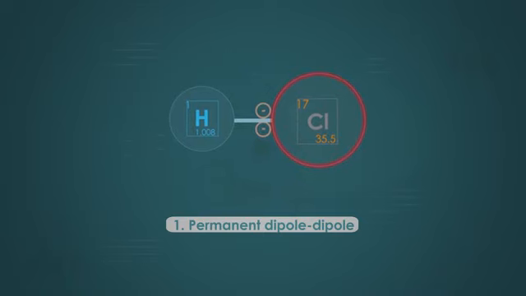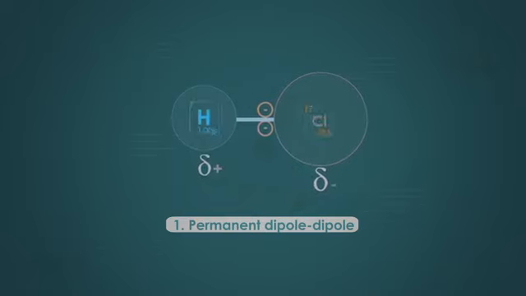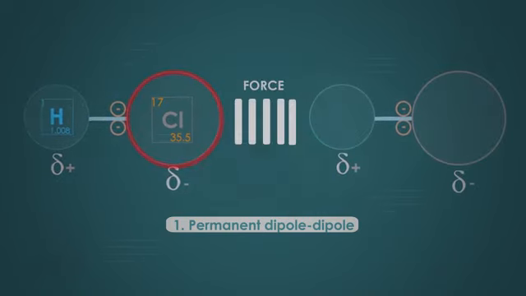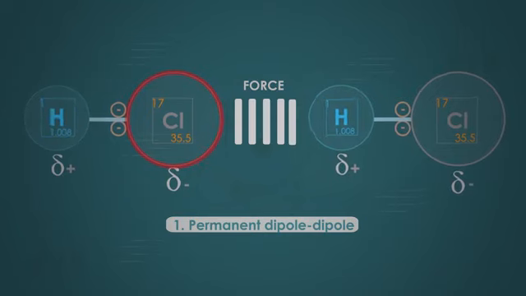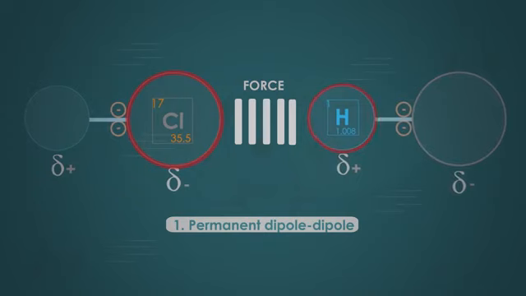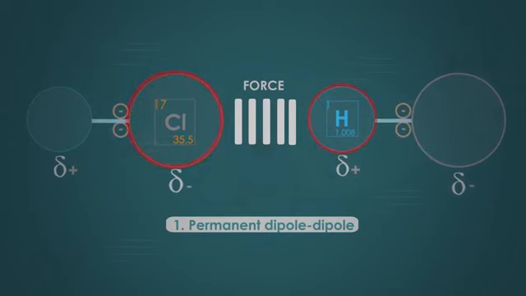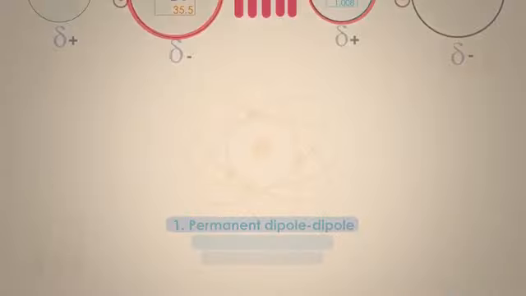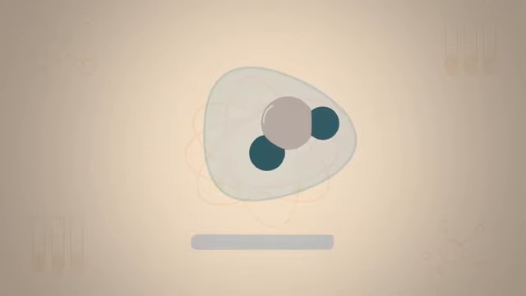We can represent the hydrogen chloride molecule as H delta positive, Cl delta negative. Thus, there will be an attraction between the delta negative on the chlorine atom of one molecule and the delta positive on the hydrogen atom of a neighbouring molecule. The diagram below shows the permanent dipole-dipole force between the two molecules of hydrogen chloride, indicated here by the red dashed line.